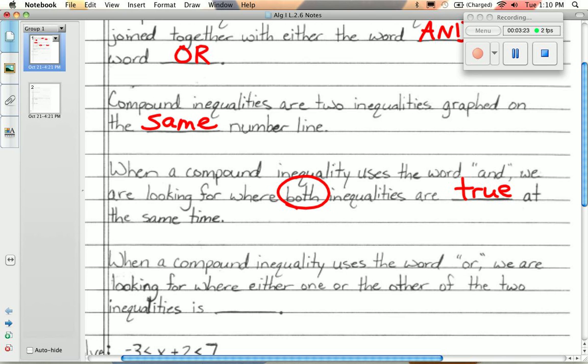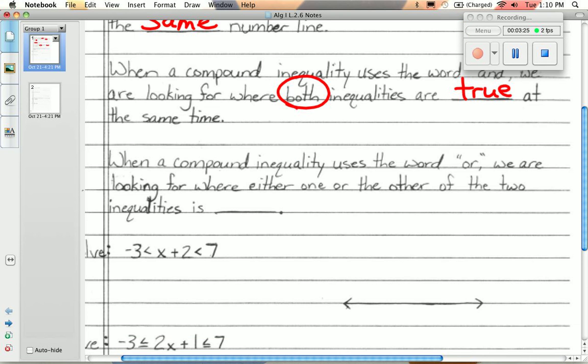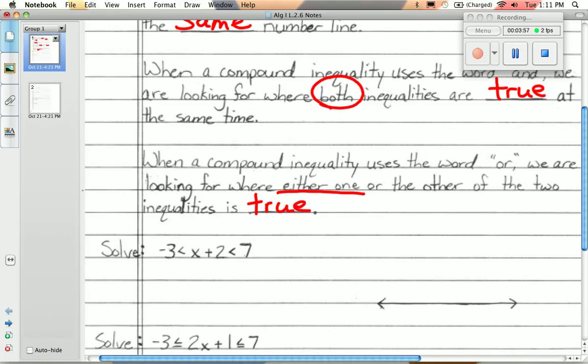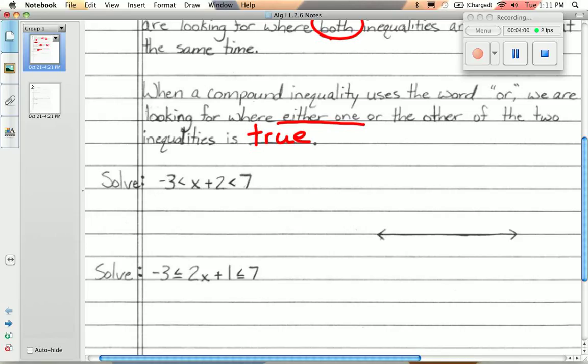But when we have compound inequalities that use the word or, it's either one. It doesn't matter which one it satisfies. As long as it satisfies one or the other, makes either part true, we get to call it a solution. So when it's an and, it has to make both inequalities that are part of the compound inequality true. When it's an or, it only has to make one of the two true to be included in the solution set.